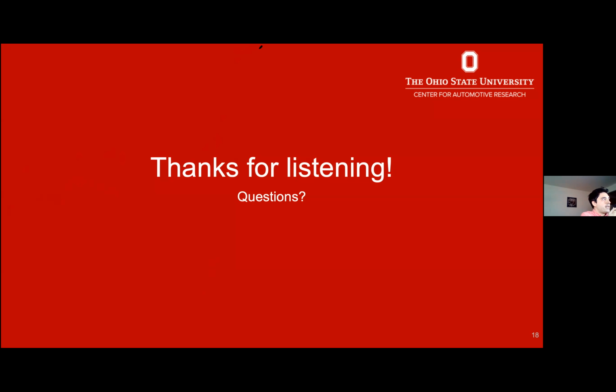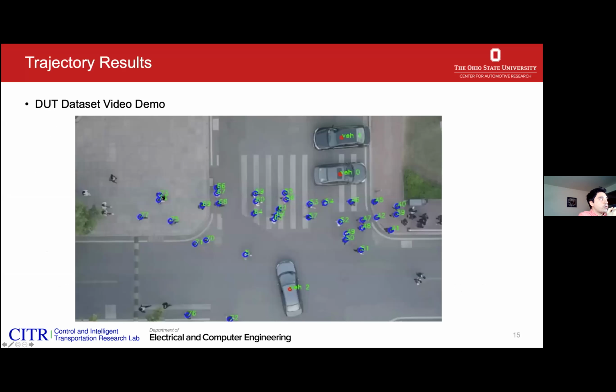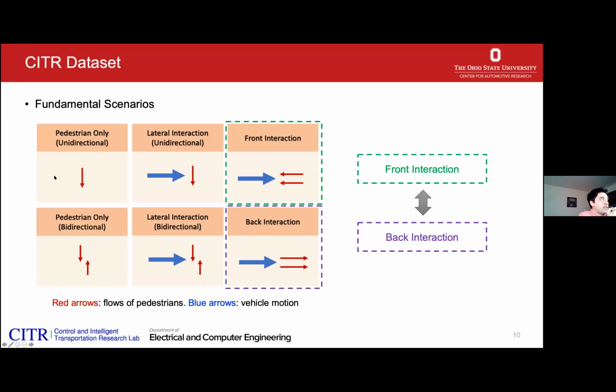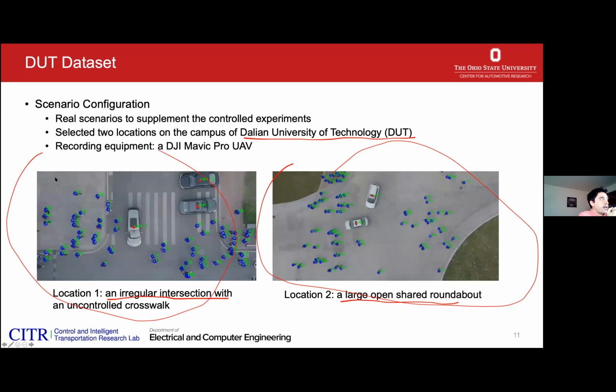So let me begin with a simple question. You introduced two datasets that you collected. Can you briefly explain the main difference between a dataset collected in a controlled experiment and a naturalistic dataset?